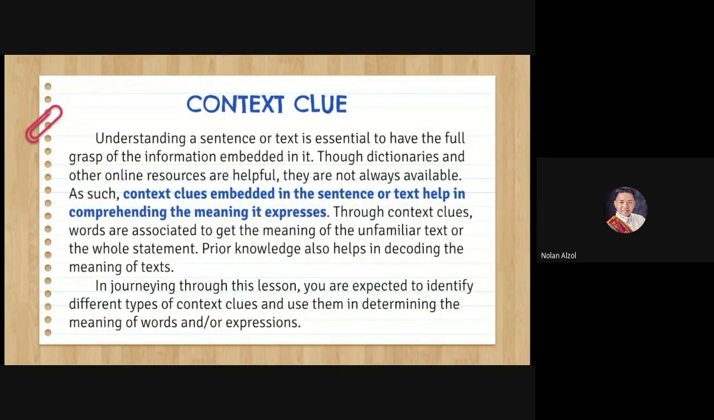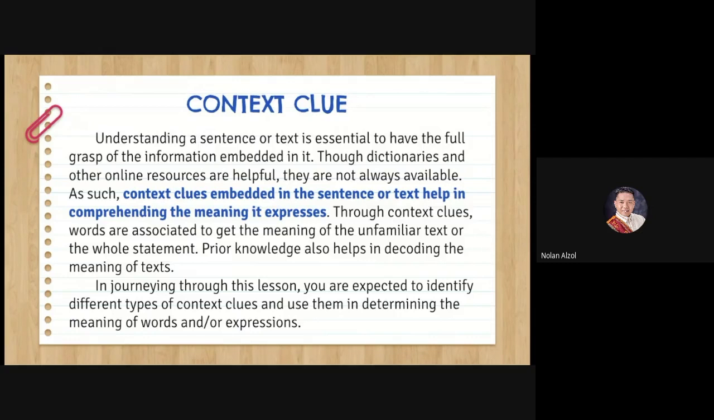And after the activity, you also understood that context clues embedded in the sentence or text help you in comprehending the meaning that it expresses. So, context clues are words associated to get the meaning of the unfamiliar text or the whole statement. So your prior knowledge also helps you in decoding the meaning of texts. Context clue doesn't only define or help you define an unfamiliar word, but it also helps you better understand the text that you are reading.